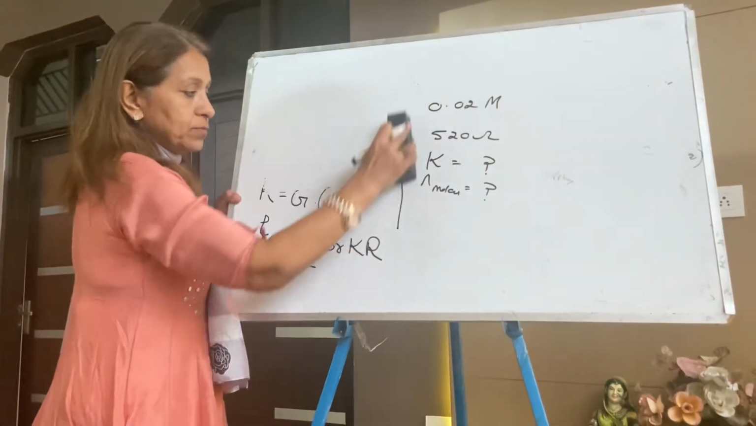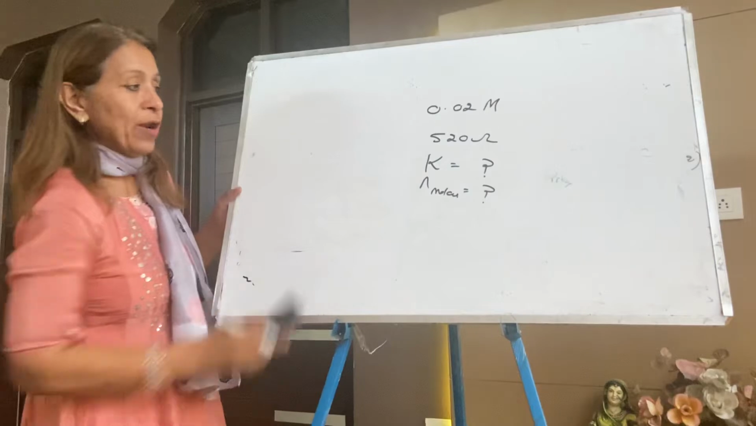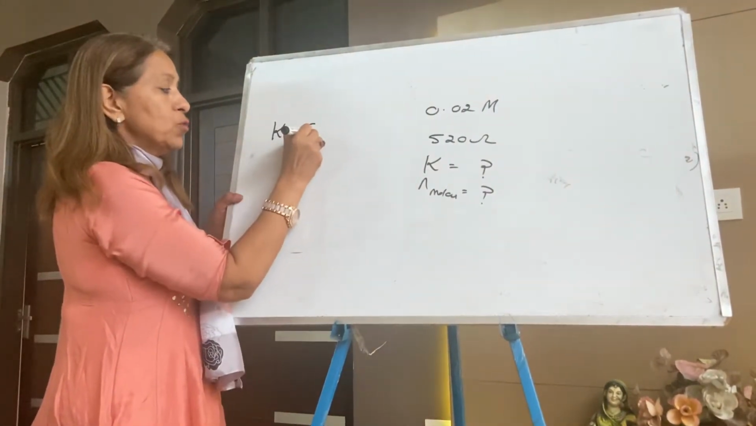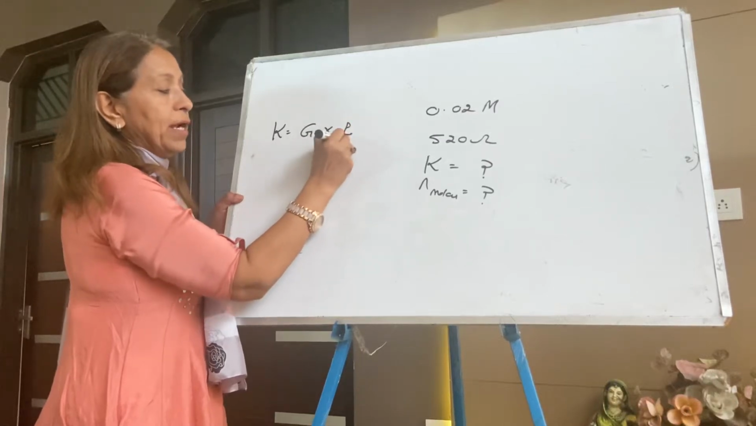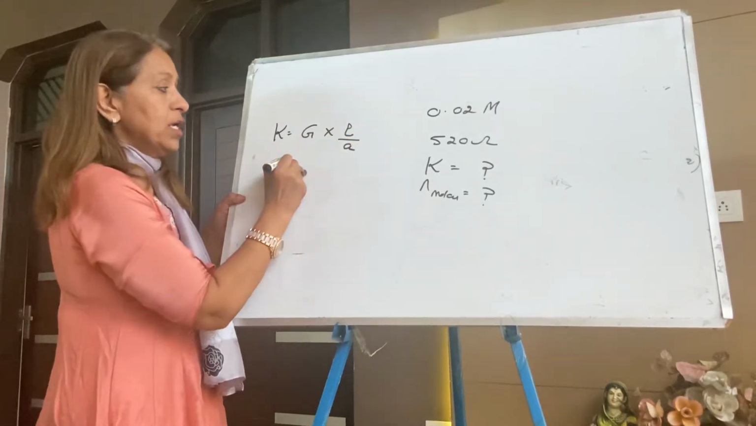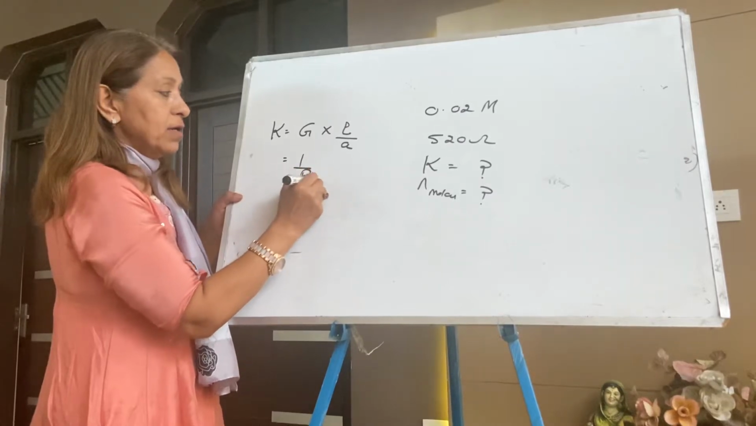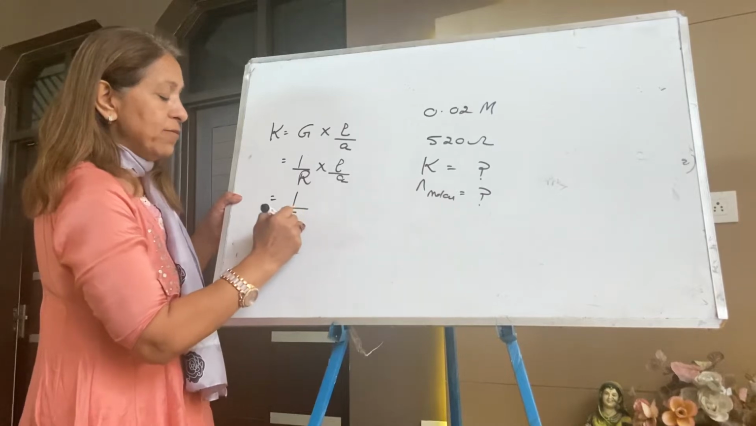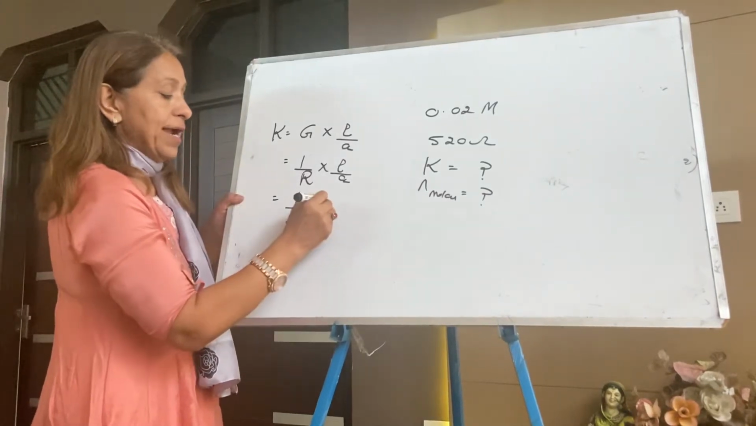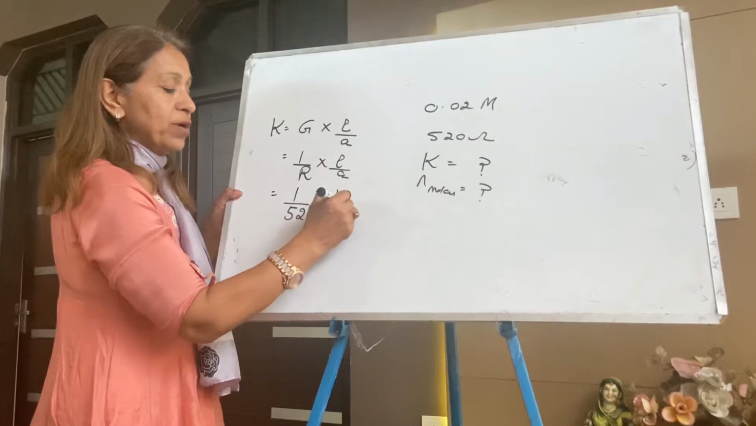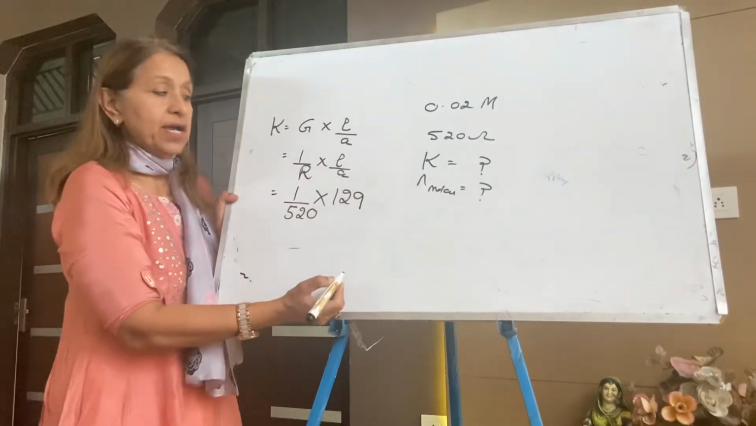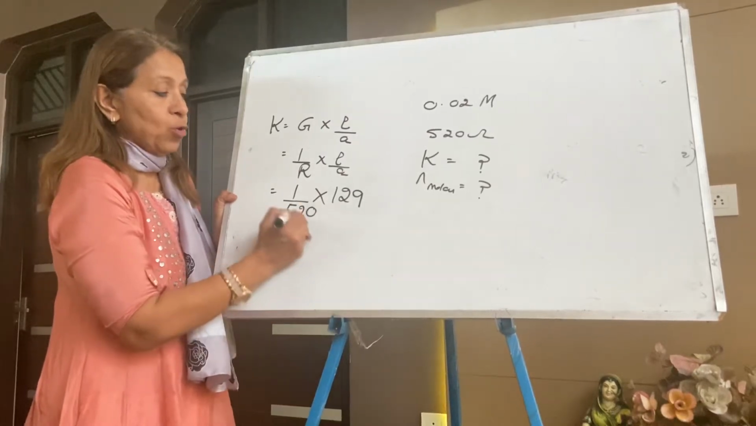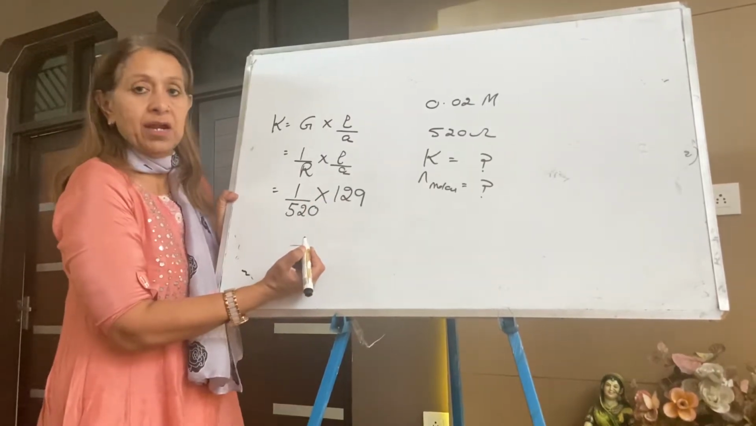For the second solution, calculate K first. Write again K is equal to G into L by A. G is 1 by R, into L by A. Here the resistance is 520 ohms and L by A we have just calculated, 129. Your answer comes per ohm per meter. You can calculate K like this.